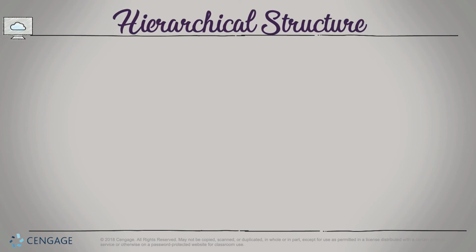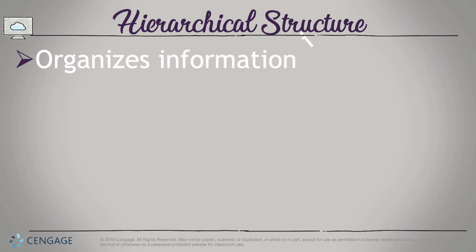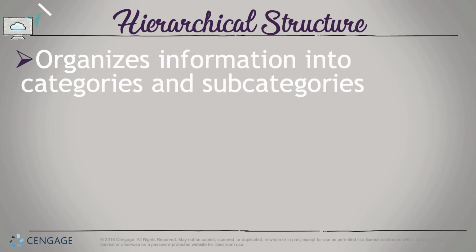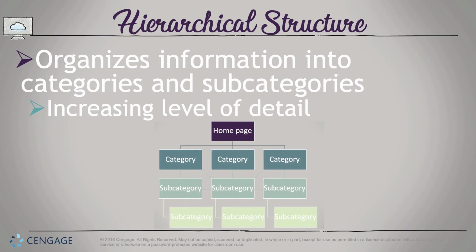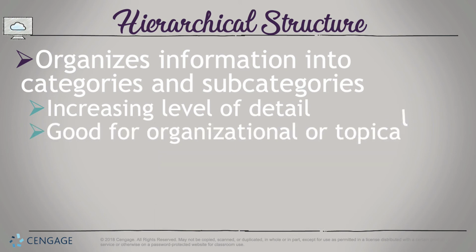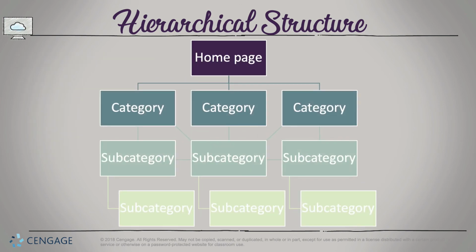Hierarchical structure. A hierarchical website structure organizes web pages into categories and subcategories by an increasing level of detail, as shown here. Organizational and topical websites usually are well suited to hierarchical structure. A university website, for example, might structure its web pages in 3 categories with multiple subcategories: academics category with department and major subcategories, athletics category with teams and schedule subcategories, student category with current and prospective student and alumni subcategories.